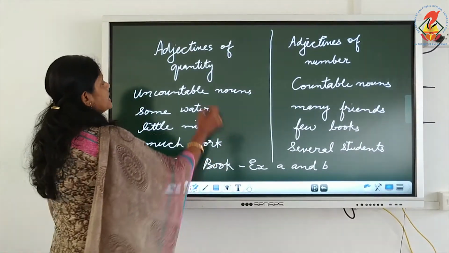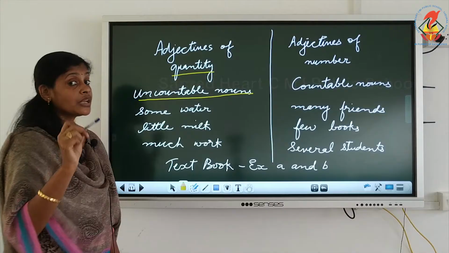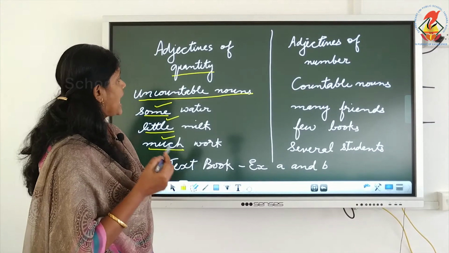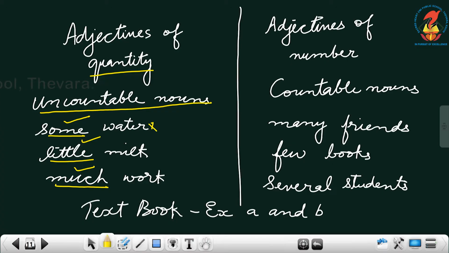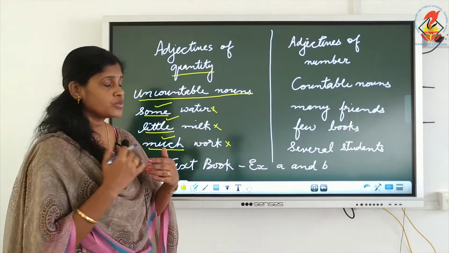Now, the difference between adjective of quantity and adjective of number. I told you, adjective of quantity comes with uncountable nouns. We cannot count those nouns. Some water. How much water do you want? Some water. How much milk is there? Little milk is left. Much work to be done. The words like some, little, much and all are generally adjectives of quantity. Water cannot be counted, milk cannot be counted, work cannot be counted. We can only measure it, we cannot count it.